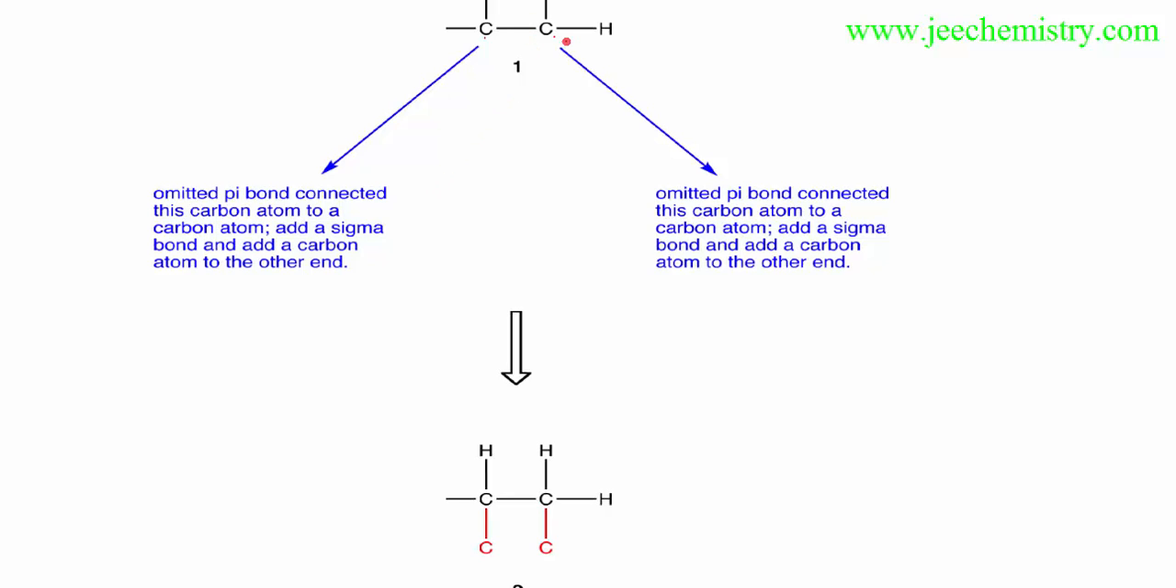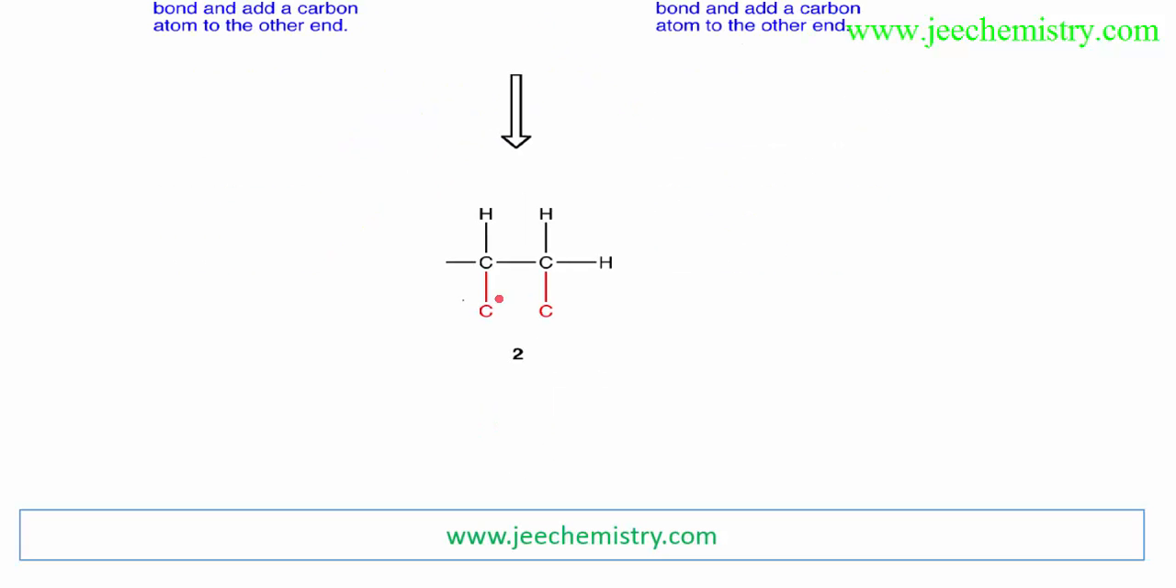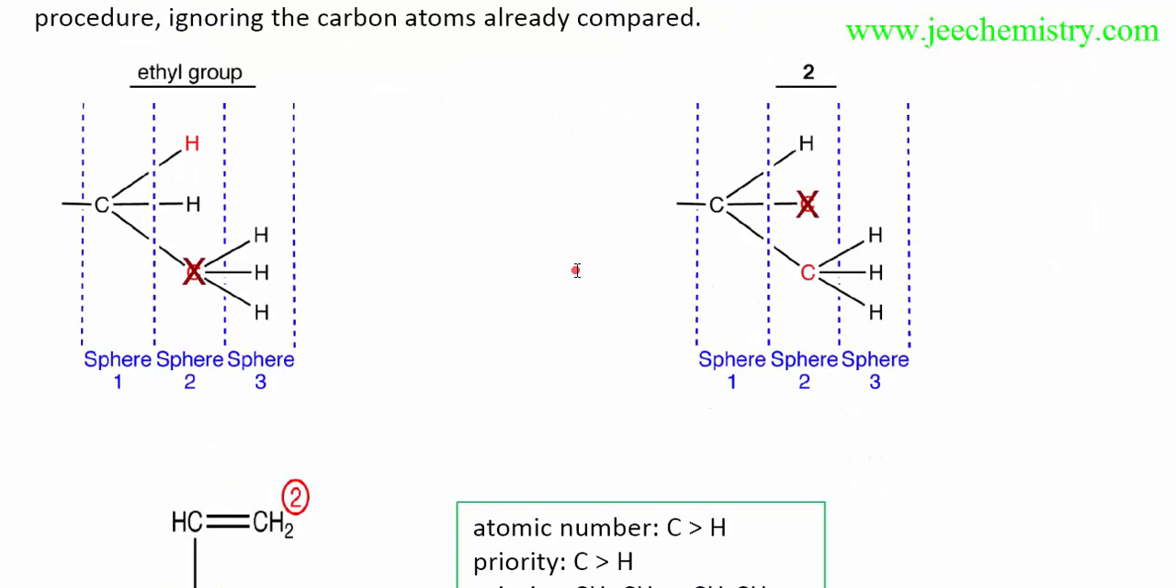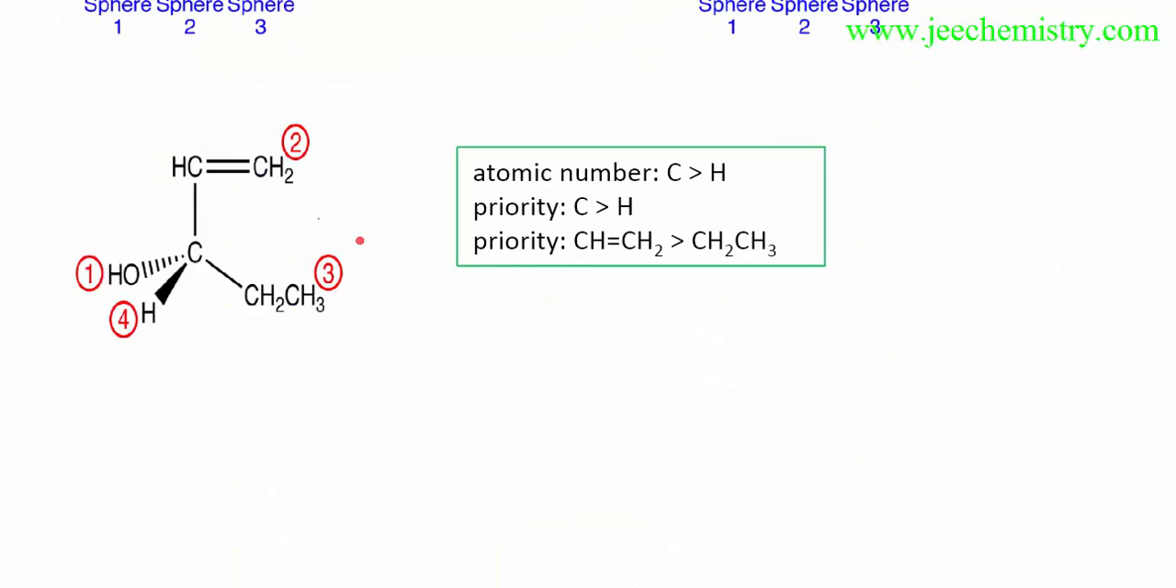If the double bond is omitted, now this C is attached with 2 carbons, and this is attached with 2 carbons. If you are not getting it, I will make it much clearer. Now I will make it clearer. This carbon is attached with 2C, and this carbon is attached with 2C, here C, here C. By coloring you will get it much more clearly.